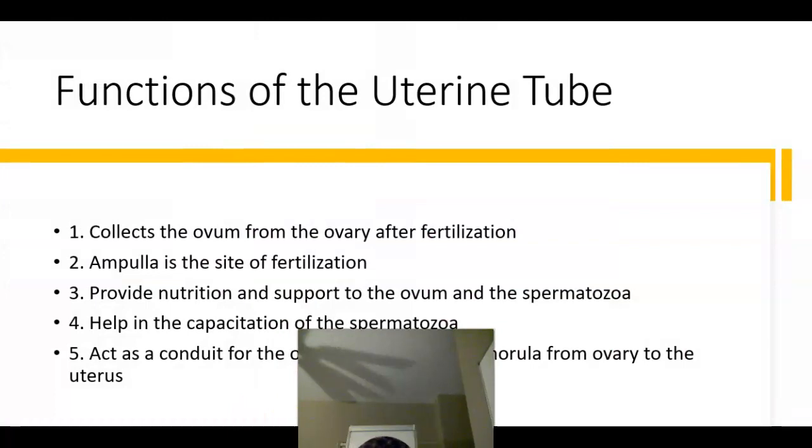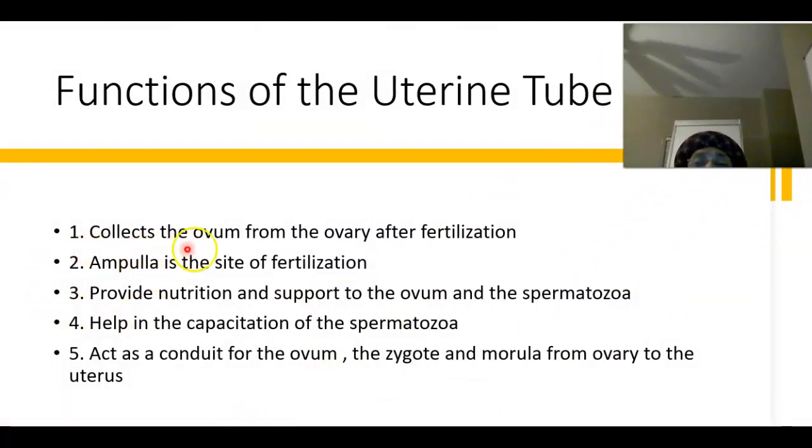So what are the functions of the fallopian tube? Collect the ovum from the ovary. After fertilization, the ampulla is the site of fertilization. Provide nutrition and support to the ovum and the spermatozoa. The PEG cell contains glycoprotein. It secretes and provides nutrition, and helps in the capacitation of the spermatozoa, so spermatozoa can penetrate the corona radiata and enter the developing ovum.